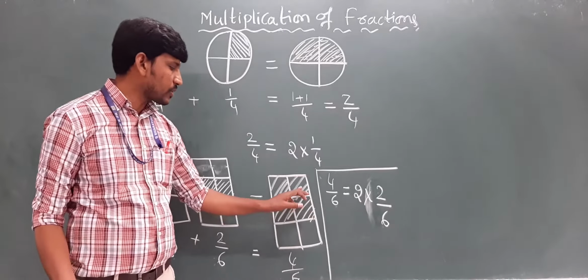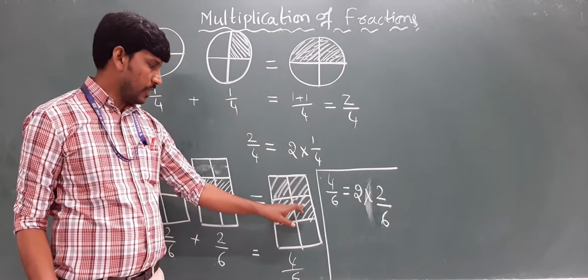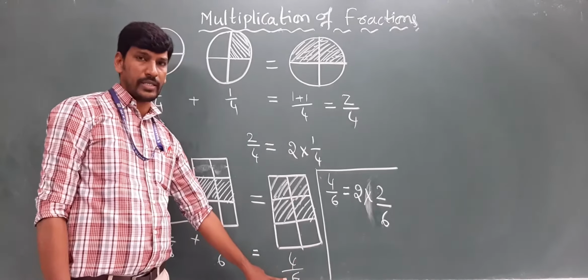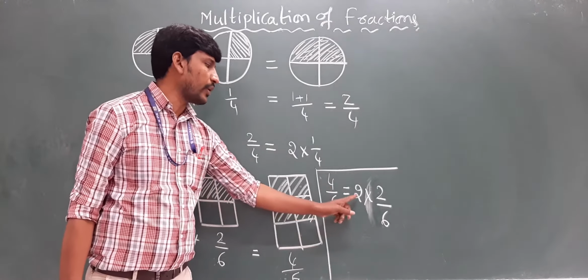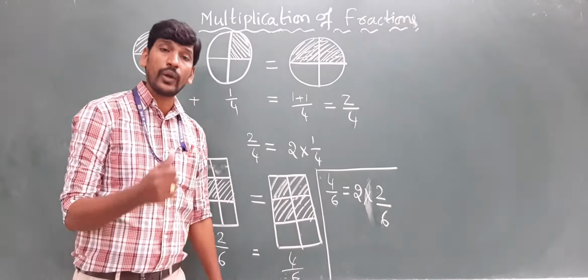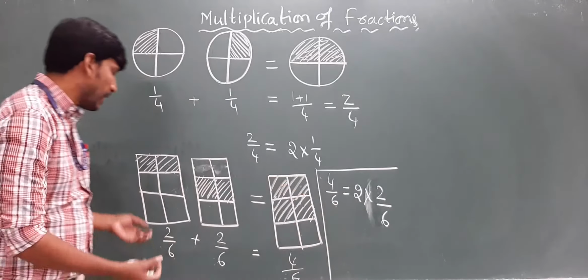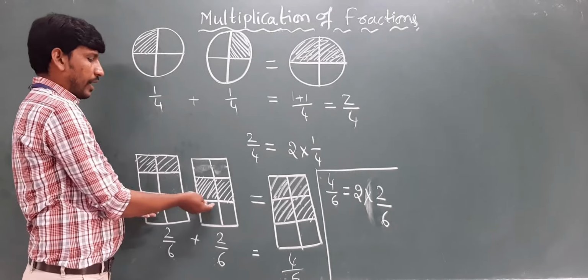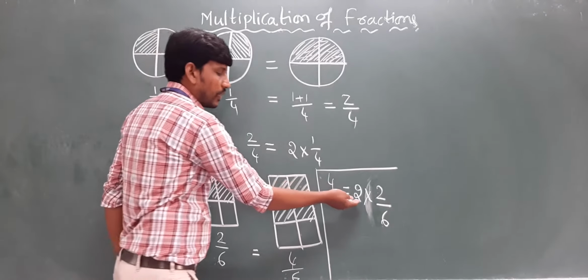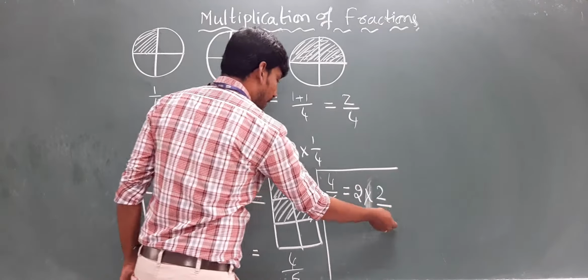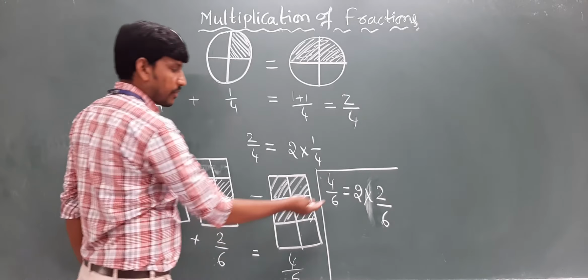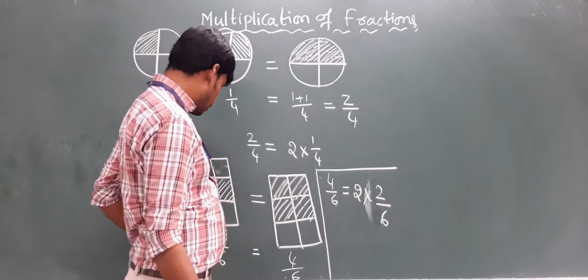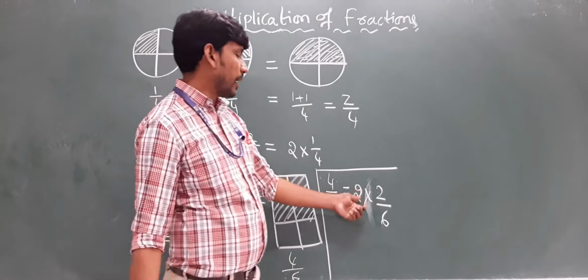So I got 4 parts: 1, 2, 3, 4. 4 are shaded parts out of 6. So, therefore, 4 by 6. This 4 by 6 I am going to write as 2 into 2 by 6. Why should we multiply with 2? Because there are 2 rectangles I took in the starting, and I am going to add these 2 rectangles. So that's why we are multiplying with 2. 2 into 2 by 6 is equal to 4 by 6. So either you add these 2 parts, you will get the same answer, or multiply with 2, you will get the same answer.